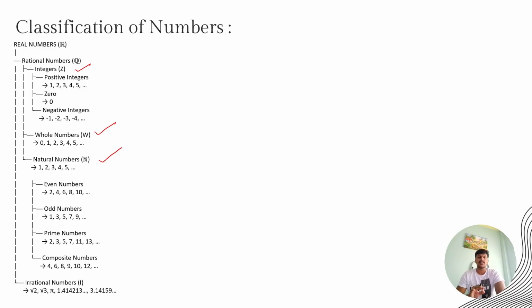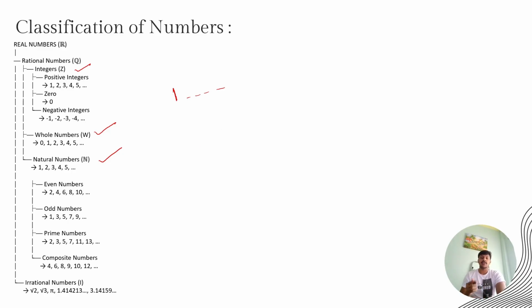So simply saying, the numbers you are using for counting, like 1, 2, 3, 4, 5, and so on. Remember, natural numbers are always going to start with 1. Not from 0, it's going to start from 1. Now, in natural numbers, again, we are having even numbers.